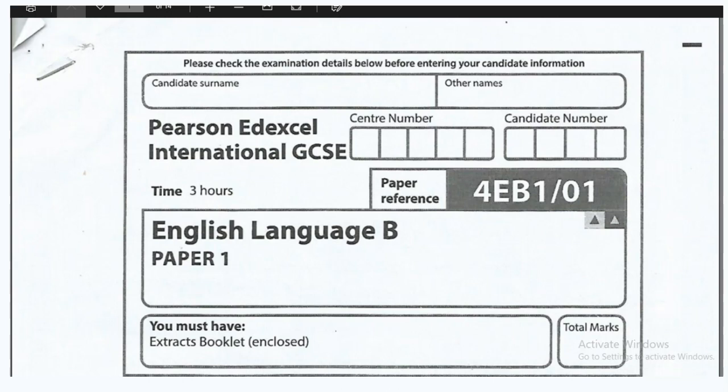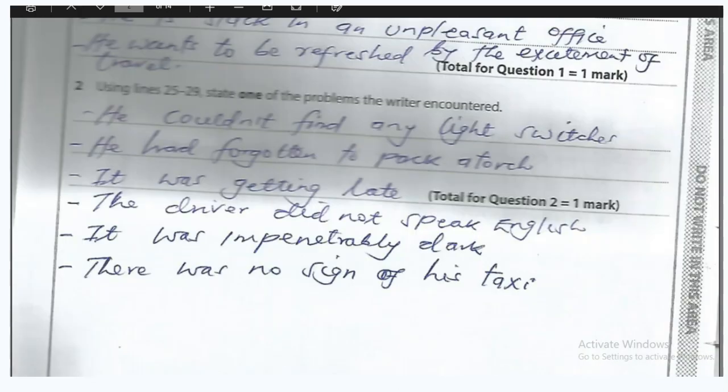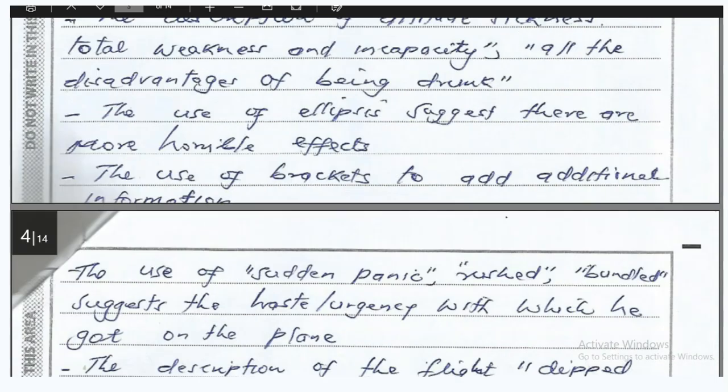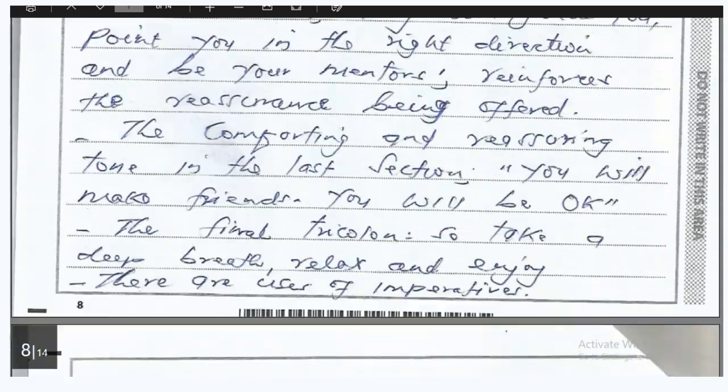Now, when we look at question number 7 of this very paper that we've been looking at, let's compare how the writers of text 1 and text 2 present their ideas and perspectives about traveling. And of course, you are told to support your answer with examples from both texts. So there we go. If I may just have a look at the question. That is question number 7.